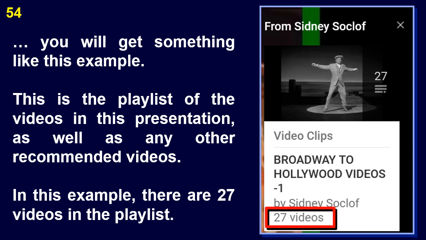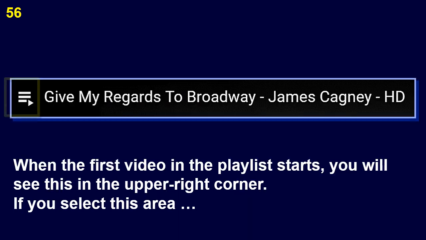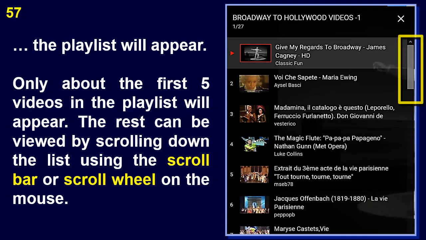This is the playlist of the videos in this presentation, as well as any other recommended videos in this example. There are 27 videos in the playlist. If you select this, the first video on the playlist will start playing. When the first video in the playlist starts, you will see this in the upper right corner. If you select this area, the playlist will appear.